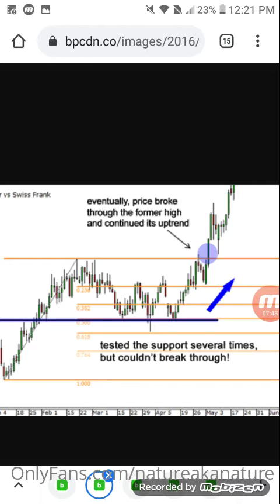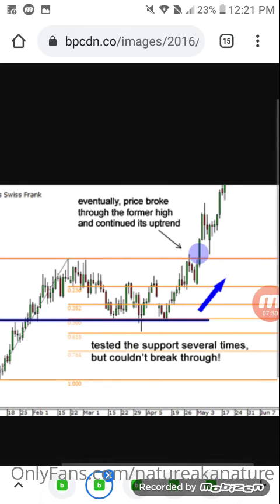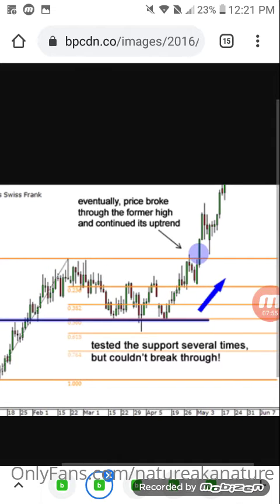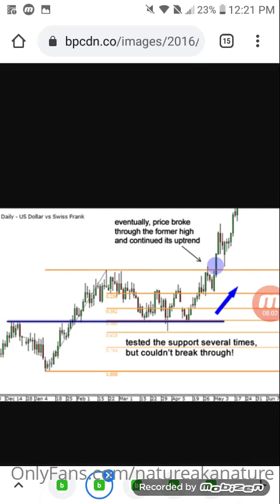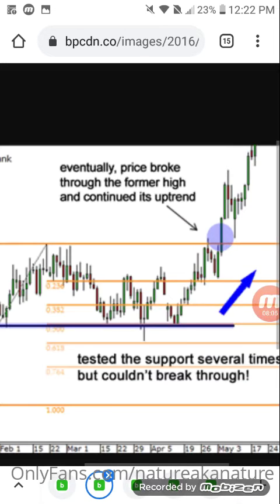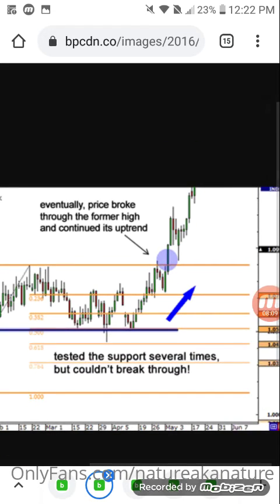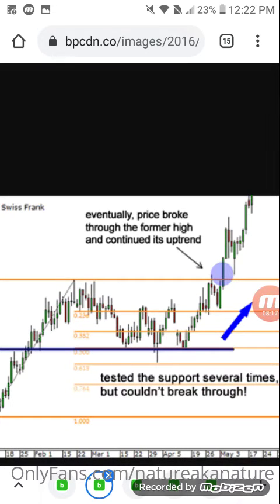So eventually price breaks through after testing the 50 Fibonacci retracement level. After testing that support, which was resistance and is now support, it tested that several times before breaking through. Eventually price breaks through and goes past the recent swing high and heads back up in continuation of the uptrend. You would have got in at the 50 level. You would have got in for a great profit.